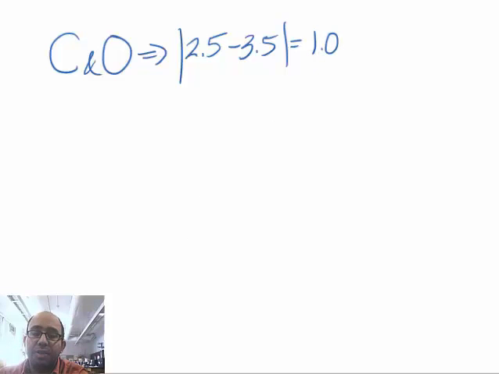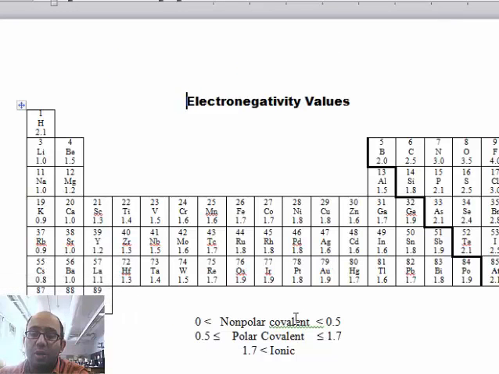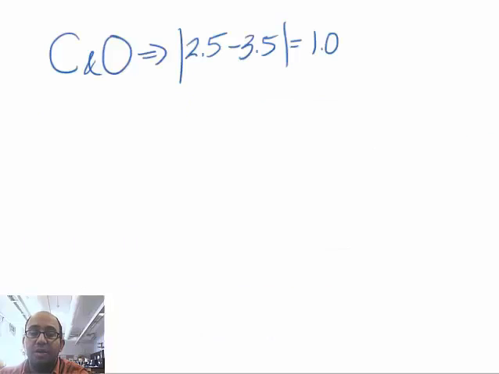You look up on that table what 1.0 means. And you see that 1.0 falls in between 0.5 and 1.7, so it's polar covalent. Again, these values are a little bit arbitrary, but they're a good place to start talking about this issue of pulling of electrons between two different atoms. So this would be a polar covalent bond between the C and the O.